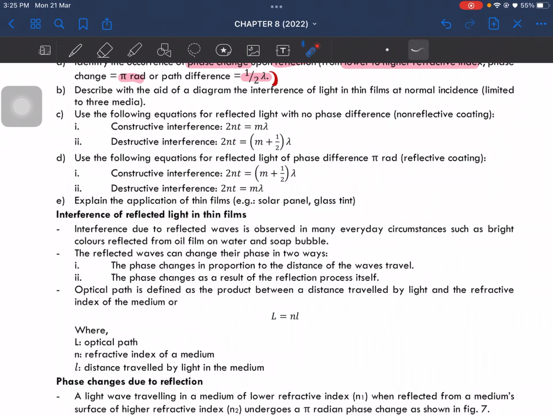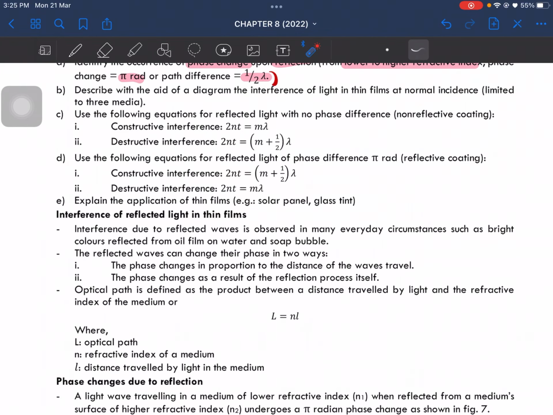Interference due to reflected waves is observed in our everyday circumstances. For example, we can see bright colors from an oil film on water. For example, if you see a puddle of water, sometimes you could see different colors on the water. This is actually interference due to reflected waves. Also soap bubbles, you could see rainbow-like colors on a soap bubble.